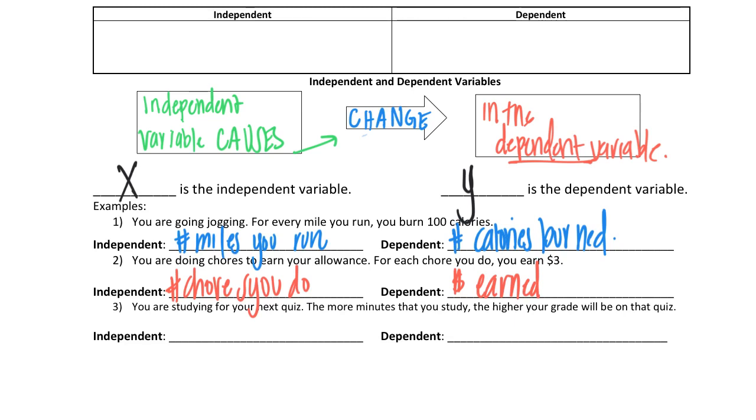And in our final one, if you haven't done it, pause the screen and try it on your own. You are studying for your next quiz. The more minutes you study, the higher your grade will be on that quiz. The independent variable is the number of minutes studied. That's going to affect your grade, which is the dependent variable.